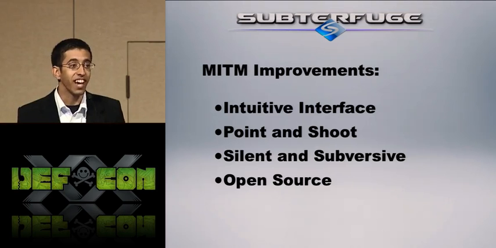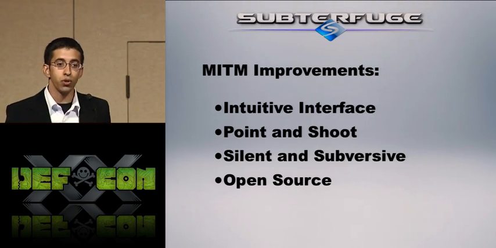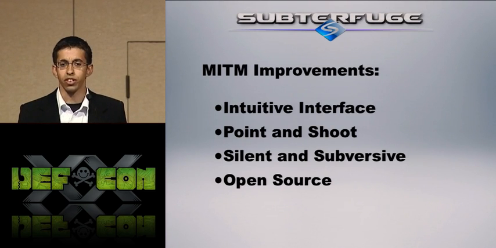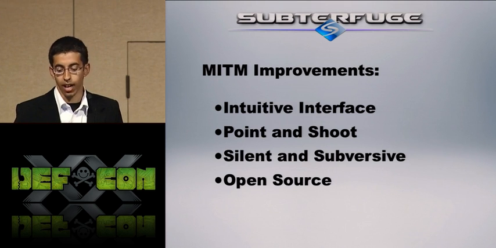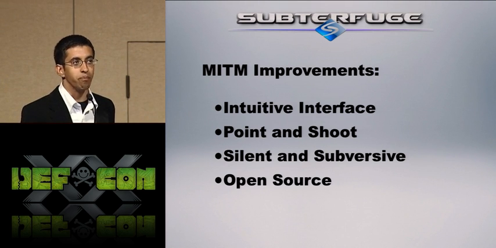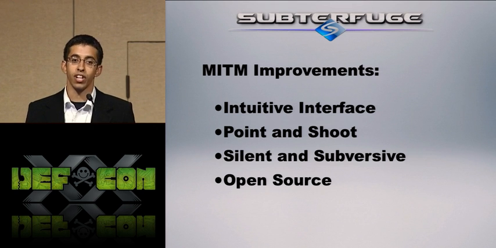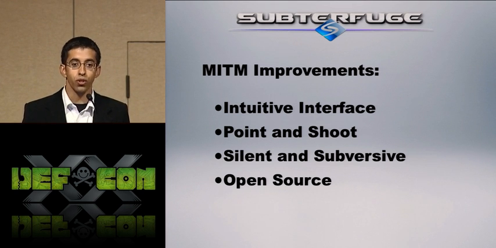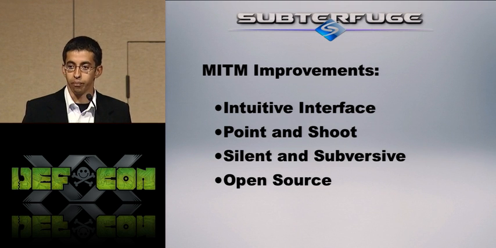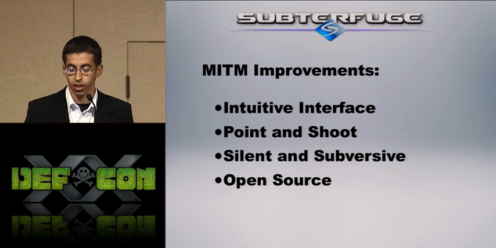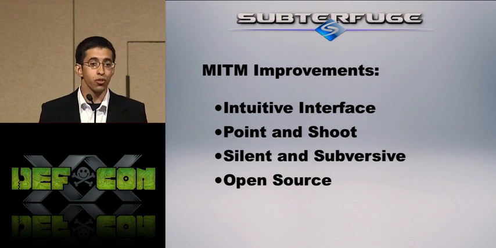It's also really silent and subversive. Unlike most man-in-the-middle tools that spam ARP, particularly ARP cache poisoning tools, Subterfuge has a couple of innovations, if you will, that we're going to talk about in a little bit when it comes to poisoning a network, that really allow it to be a lot more silent. A couple of other things that we've integrated into Subterfuge, which we'll also talk about in just a little bit, let us subvert the user and make it really transparent and very hard for the victim to realize that they're being exploited. And finally, Subterfuge is open source.